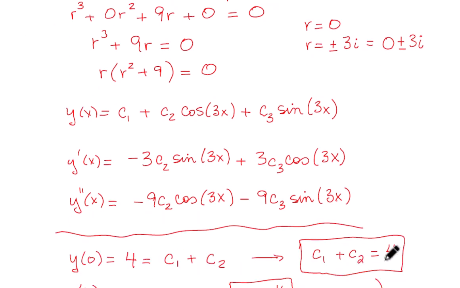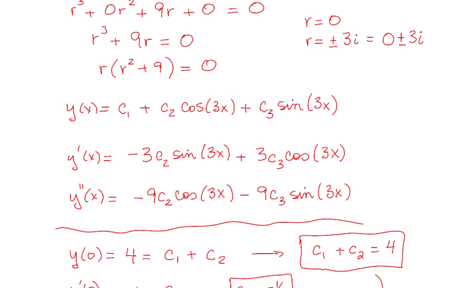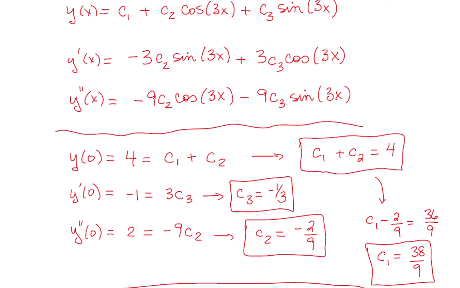And so now, what were we given? We were given that y at 0 was 4. All right, well, let's see. Cosine of 0 is 1. Sine of 0 is 0, so I get this first relationship, c1 plus c2 is 4.